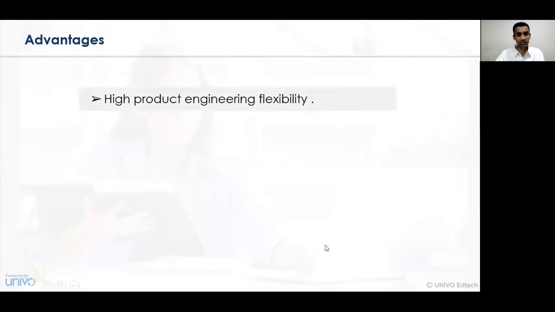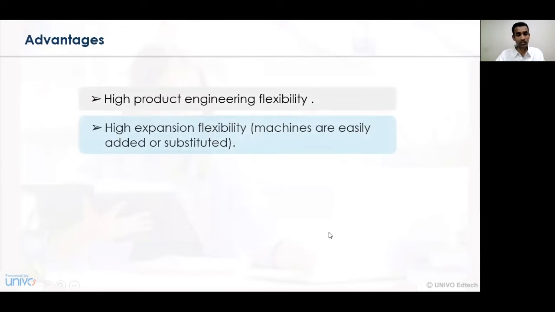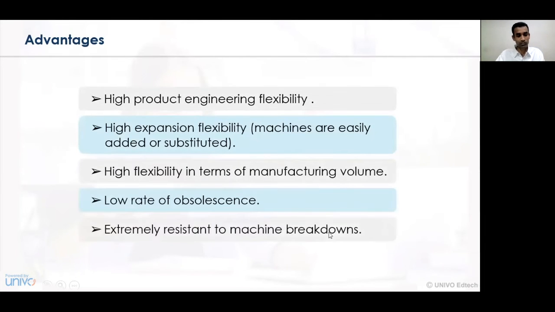Now let's understand the various advantages of the job shop. The number one, that is, the first advantage of a job shop, is that it creates high product engineering flexibility.